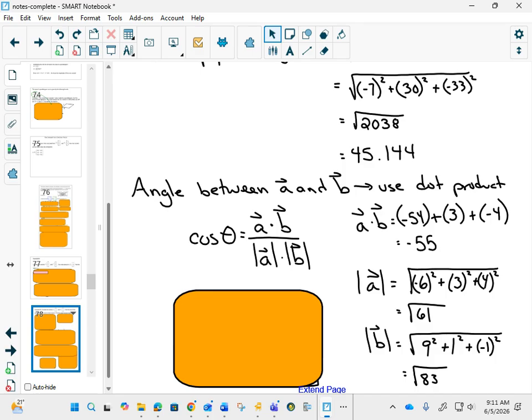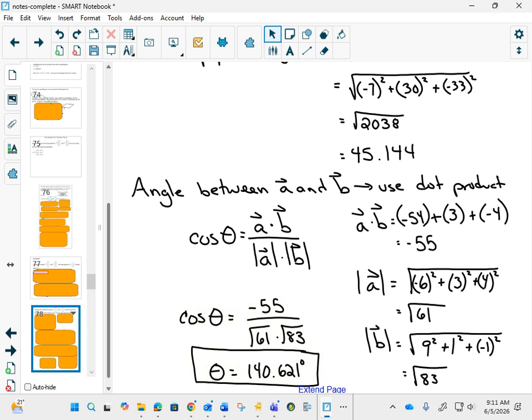So our dot product is negative 55. The lengths are each there. Remember, the dot product is just multiplying corresponding elements into each other, adding up the pieces. And the dot product in this case is negative, so it tells us it's that angle in quadrant 2.